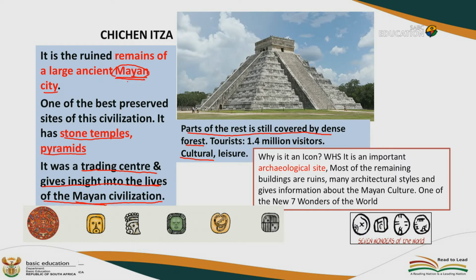Most of the remaining buildings are ruins, many architectural styles, and give information about the Maya culture, one of the 7 wonders of the world. Remember, we've got the 7 wonders of the world, we've got icons. And not all the icons can be 7 wonders of the world. Remember, some of them we voted for, the last one that entered our list of the 7 wonders. So this one also competed against others to be recorded as one of the 7 wonders of the world. And also remember, it is UNESCO property. It means UNESCO is responsible for protecting this site from being destroyed by us tourists.